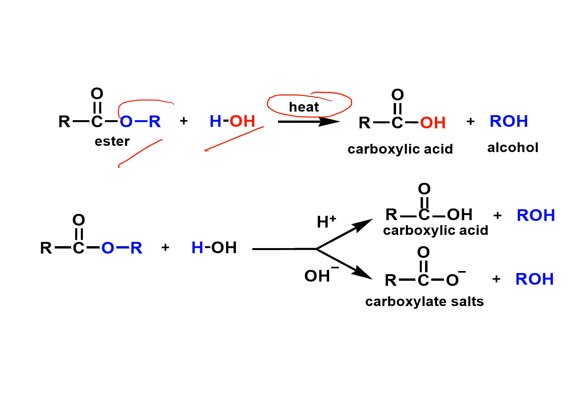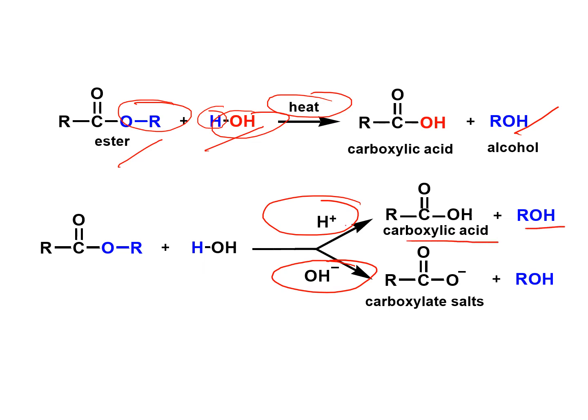So what happens, the OR will combine with the hydrogen to form an alcohol, so the OH will replace the OR, so you form a carboxylic acid. You can conduct this reaction in two conditions, either acidic or basic. If you conduct it in acid, it will form a carboxylic acid and also the alcohol. But if you conduct it in base, it will form a carboxylate salt without H, and also the alcohol. That's the difference between the two conditions.